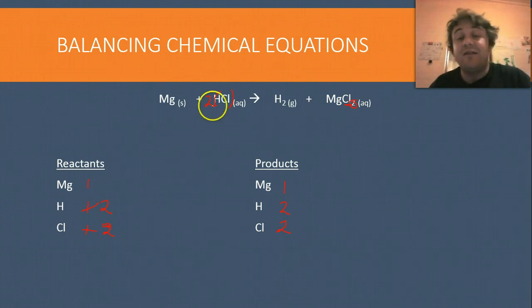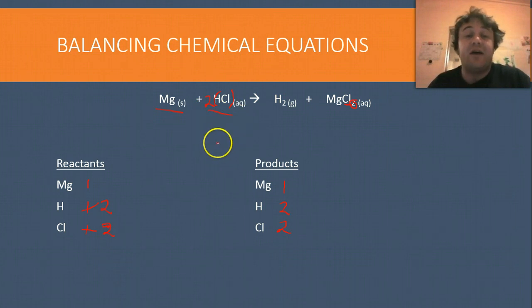Okay, so what this means is, for every one magnesium atom, we need 2 molecules of hydrochloric acid. And this will give us 1 molecule of hydrogen and 1 molecule of magnesium chloride. Well, I mean, molecule's not really right, but we'll stick with that. We've got 1 unit of magnesium chloride.